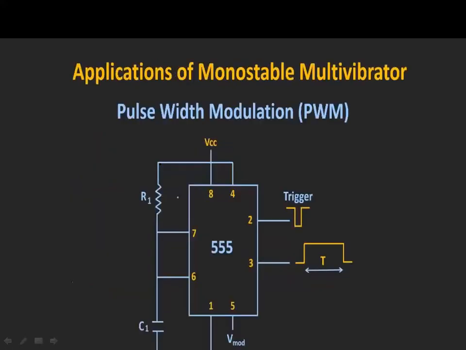Next, as we have discussed, we can use this monostable multivibrator as a pulse width modulator. Here we are giving the message signal at pin number 5, that is the control voltage. Then this monostable multivibrator is going to act as a pulse width modulator. So simply you can design a pulse width modulator using this 555 timer, used as a monostable multivibrator.